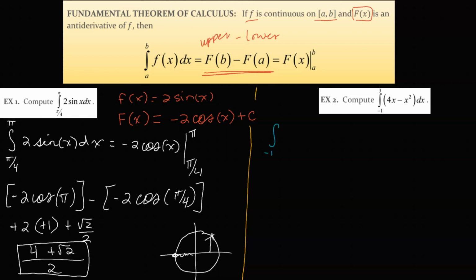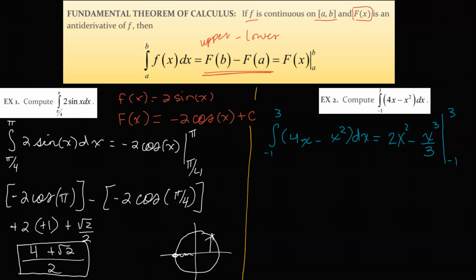The integral from negative 1 to 3 of 4x minus x squared dx is going to equal the antiderivative of 4x, which is 2x squared, because if we go backward, bring the 2 down and multiply, that would be 2x, and 2 times 2 is 4, so that would be 4x. And then the antiderivative of x squared is x to the third divided by 3. All of it is evaluated from negative 1 to 3. That is how we would write that.